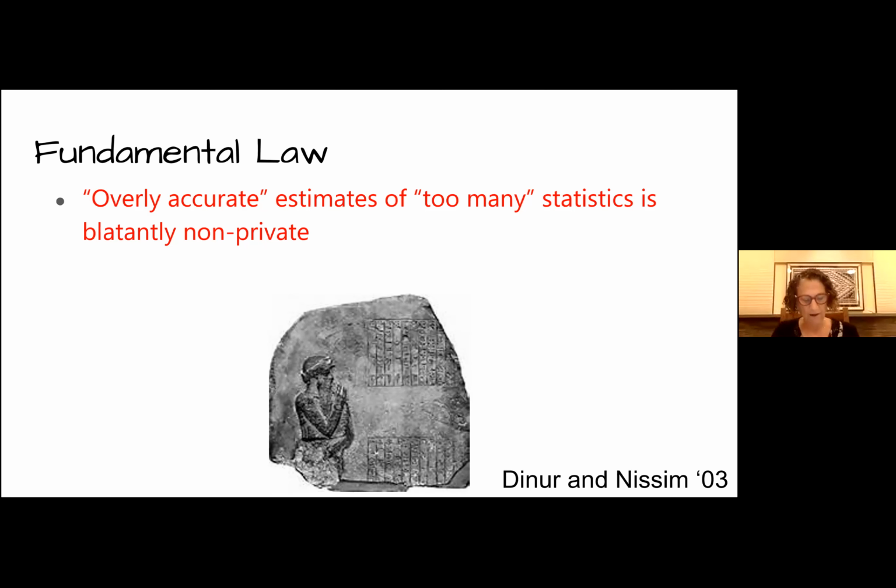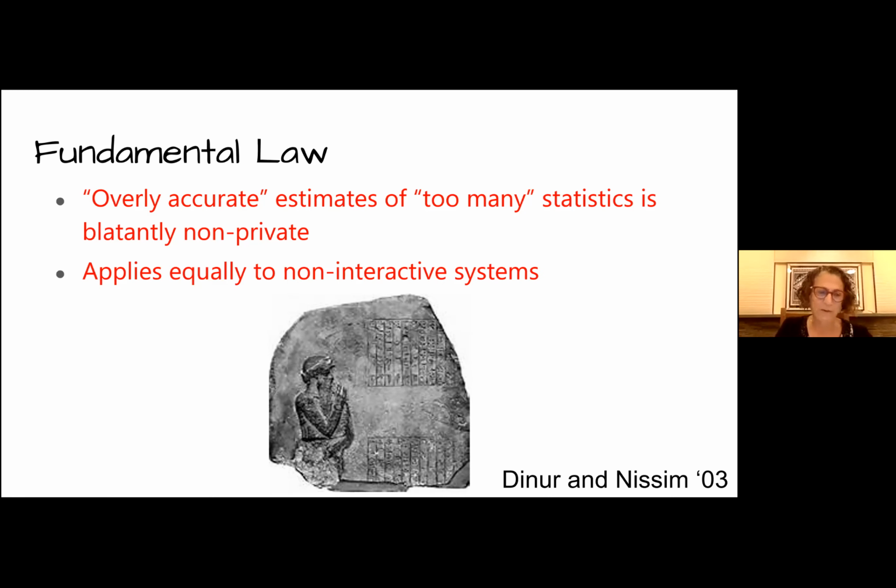This actually says a lot of things that we only realized after some years of thought, which is that it applies equally to interactive as to non-interactive systems. Any kind of blob that you could publish that would allow people to then obtain relatively accurate answers to the questions of their choice will turn into providing overly accurate estimates of too many statistics. So you can't publish a blob that makes it possible to answer all queries pretty accurately, or even, as it turns out, more than a 1 minus 0.29 fraction of them. The fundamental law is kind of what we're up against.